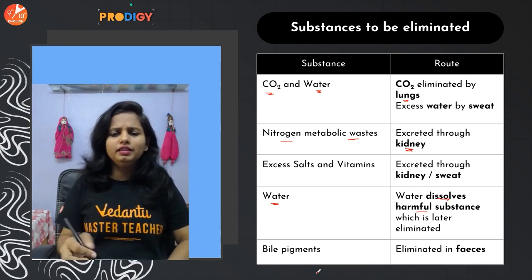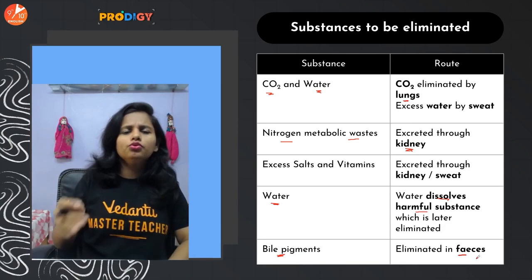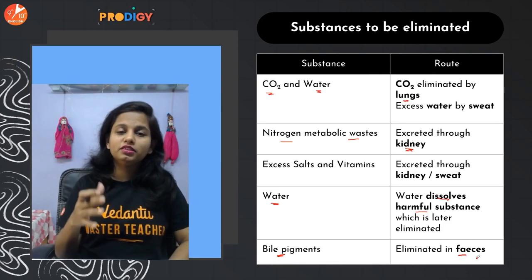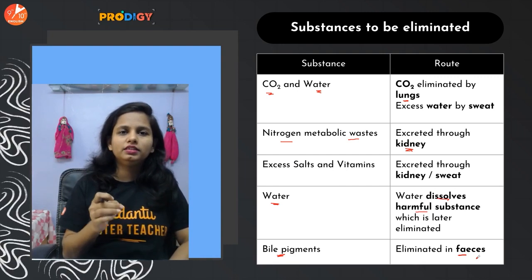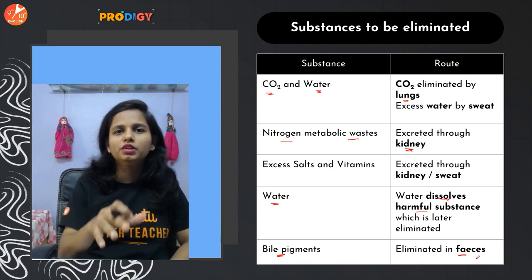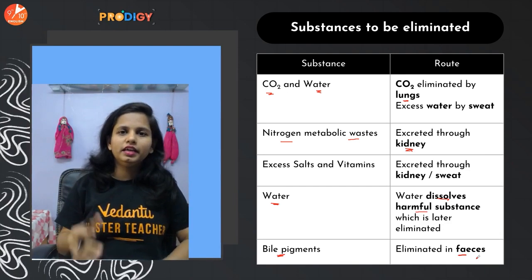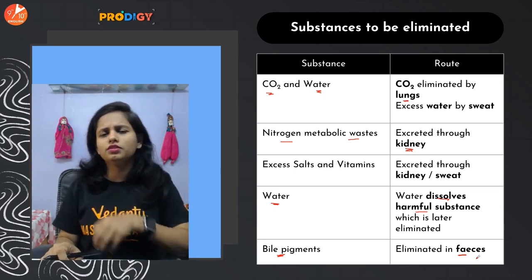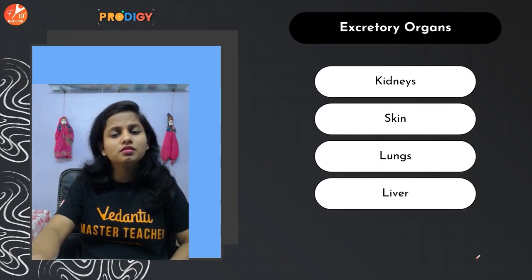And then the liver produces bile. So guys, these bile pigments are eliminated through feces. Basically the red blood cells are being destroyed by the liver, and two pigments, bilirubin and biliverdin, are formed. They are then released into the small intestine, and these pigments are further processed, which gives the yellowish color to fecal matter, right? So this is how the substances are being eliminated.